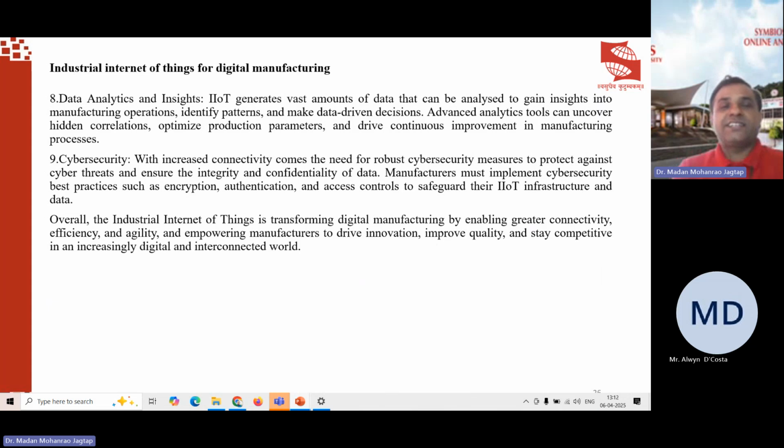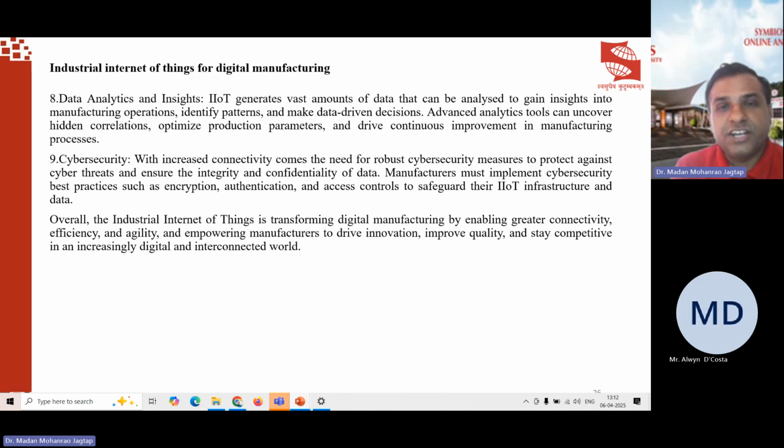So then data analytics and insight. So industrial Internet of Things generates a vast amount of data that can be analyzed to gain insights into manufacturing operation, identify patterns and make data driven decisions. So advanced analytics tools can uncover hidden correlations, optimize production parameters and drive continuous improvement in manufacturing processes.